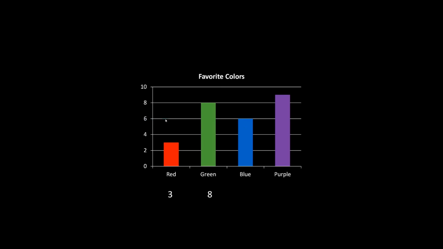Blue is on this line here. We follow it over and we can see that that means that there are 6 students who liked blue. And purple right here, halfway between 8 and 10. What's between 8 and 10? That's right, it is 9. Great, so now we know how many students liked each color. We can tell very quickly that purple was the most popular color and red was the least popular color.